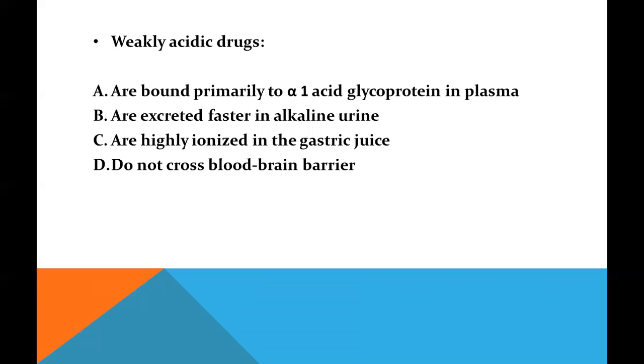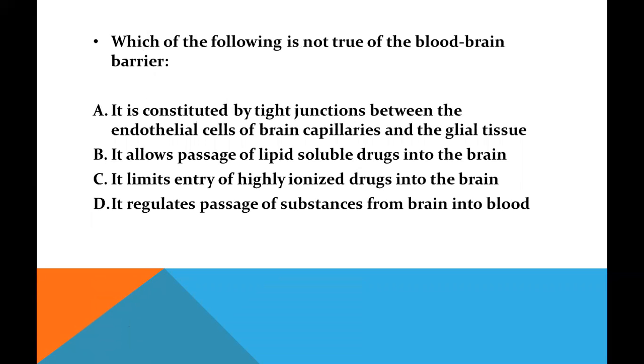The next question is weakly acidic drugs. Option A, they are bound primarily to alpha 1 acid glycoprotein in plasma. Option B is are excreted faster in alkaline urine. C, they are highly ionized in the gastric juice. And D is they do not cross the blood brain barrier. So the correct answer is option B. They are excreted faster in the alkaline urine. Now, moving to the next question.